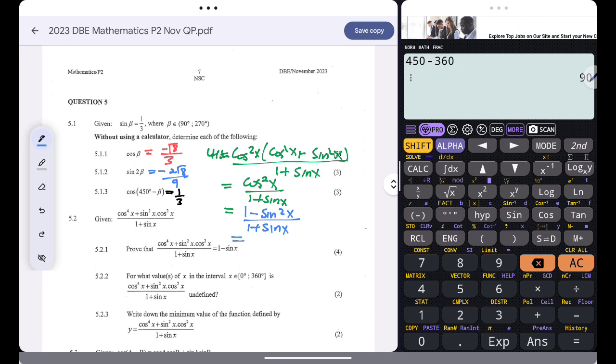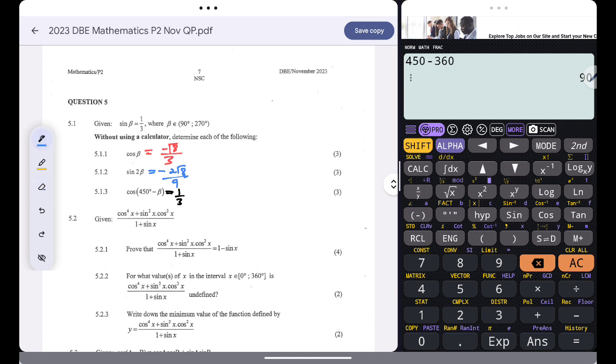This thing will give me the difference of two squares there at the top, né? I have 1 minus sine x times 1 plus sine x all over 1 plus sine x. This will cancel this. I'll be left with 1 minus sine x. Then I've proven that the left hand side is equal to the right hand side. Are you together? Okay, now they want me to find the values.